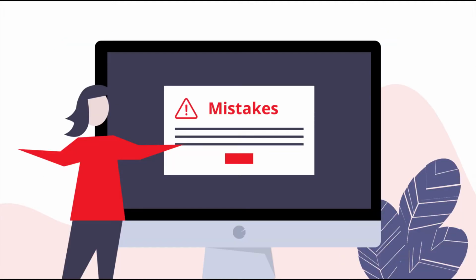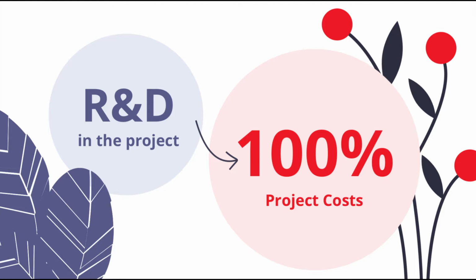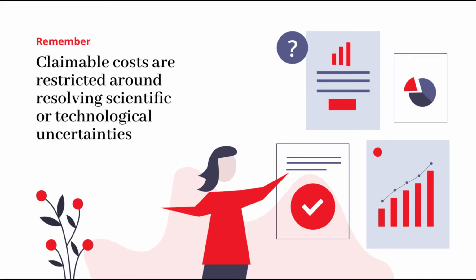The biggest mistakes we see companies make when claiming without having taken advice, and then subsequently asking us for help in an inquiry, are firstly, thinking a small amount of R&D in a project lets us claim 100% of the project costs. Remember, claimable costs are restricted around resolving scientific or technological uncertainties. To not grasp this is to not understand the R&D schemes.